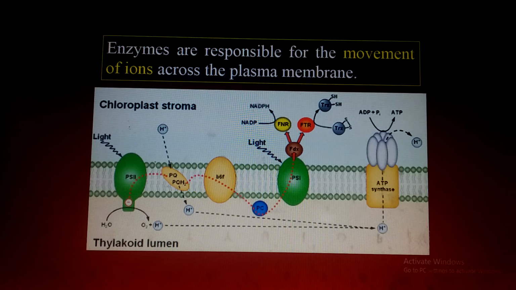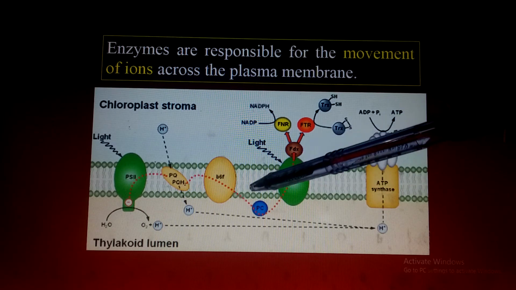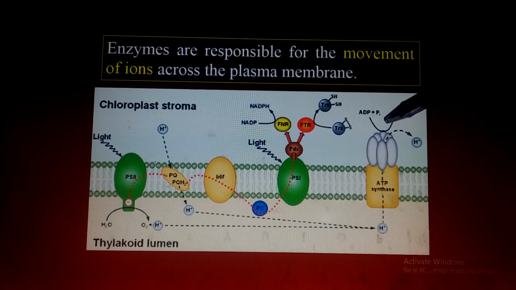Enzymes are responsible for the movement of ions and molecules across the plasma membrane, as well as the mitochondrial inner membrane and thylakoid membrane. As you can see here, this is the thylakoid membrane. All the membranes are lipid bilayers, and these are permeable and responsible for the movement of the ions and molecules, and many other functions are performed by the membranes of all the organelles as well as the cell. So you can see here the ATP synthase, which is responsible for the formation of the ATP, also helps in the transport of the hydrogen ion in and out.